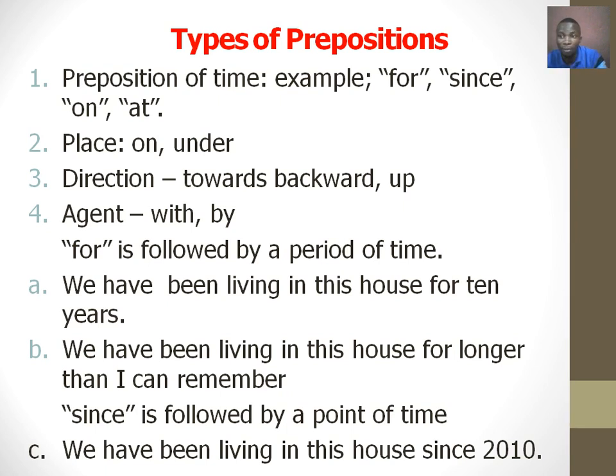Do not forget that for is followed by a period of time, or for is used to show a period of time. But since is used to show a point in time. Now let's have examples C and D illustrated. We have been living in this house since 2010. Now refer to the first example. For 10 years, from 2010 to 2020 gives us the span of 10 years. So you see that I have used since in example C, and what I have used after it is a point in time. 2010 is a point in time, but 10 years is a period of time.